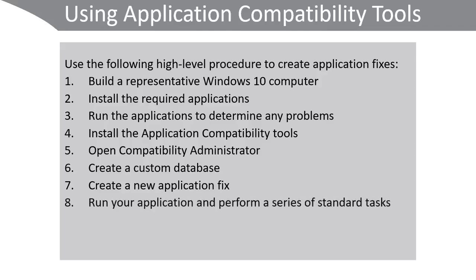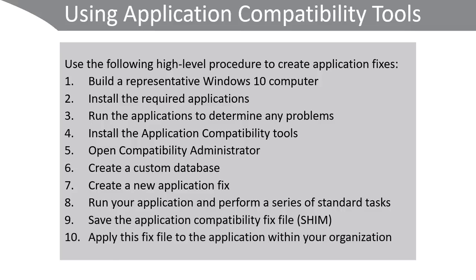And then run your application and perform the series of standard tasks, the sort of tasks that your users are typically going to perform. Then save the Application Compatibility Fix file, or shim. Once you've got the file, you can apply that to all of the devices within your organization.